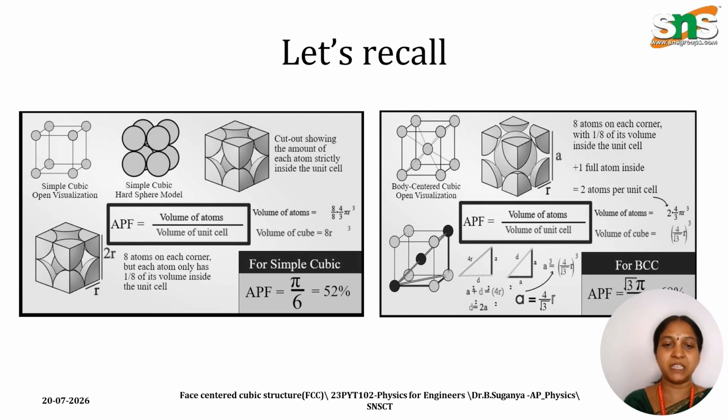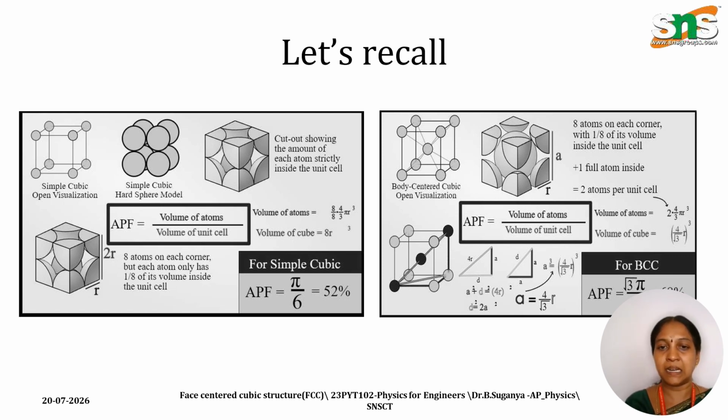So simple cubic contains eight corners, and all eight corners contain one atom. So totally 8 atoms, and each and every atom is shared with the nearest neighboring unit cells, and we discussed its atomic packing factor, coordination number, and all that. And the same for BCC also.